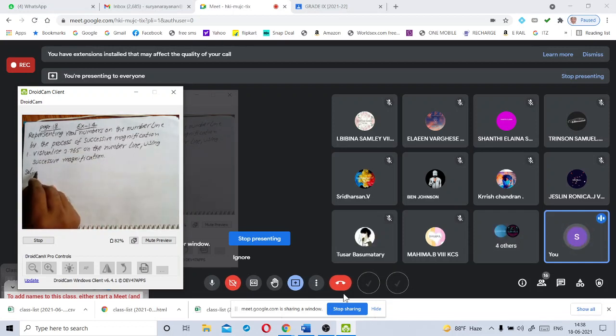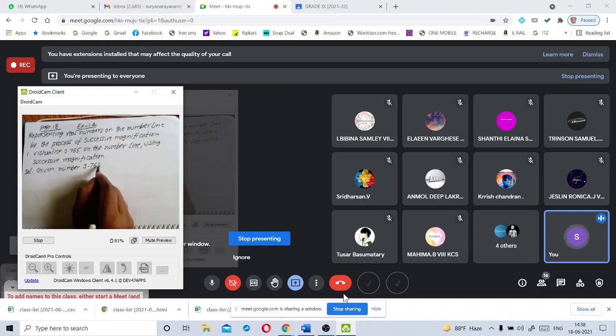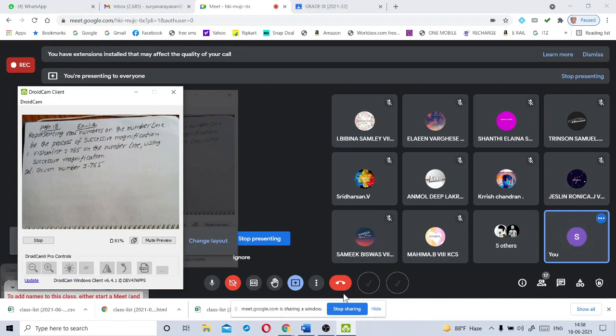What is the given number, my dear children? Given number 3.765. Okay. In this number, what is in the whole number part? So 3. Very good, my dear Bibina. What is there in the decimal part? So 765. Very good, 765.